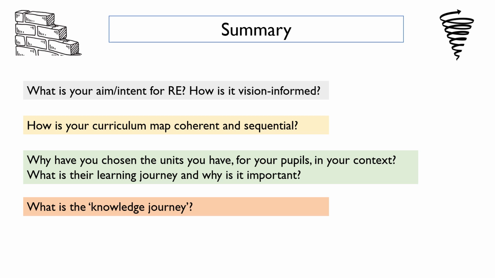And this goes beyond saying, oh, we're doing Islam in year 3 and we're doing Islam in year 6, or we're doing Sikhism in year 1 and we're doing it again in year 4. That may be the case, but what are they learning the first time they encounter that religious tradition, and then how is that being built on the second time or the third time or the fourth time they encounter it?